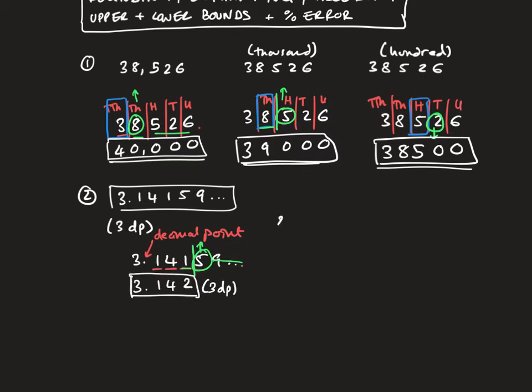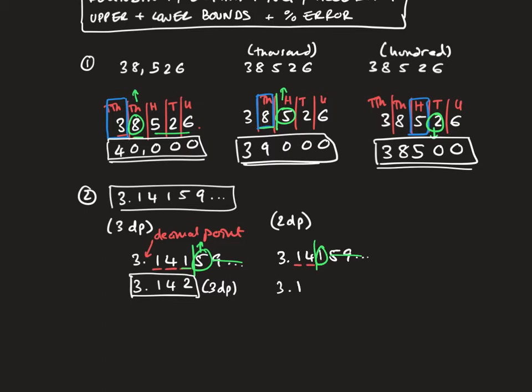Now, if we were asked to do it to 2 decimal places, we have our 3.14159. What I'm going to do is take 2 decimal places here, and I draw a line after that, and I look at the digit just after it. Again, these other digits are irrelevant, it's just the digit after those 2 decimal places. So before that, the 3.1 is unchanged.